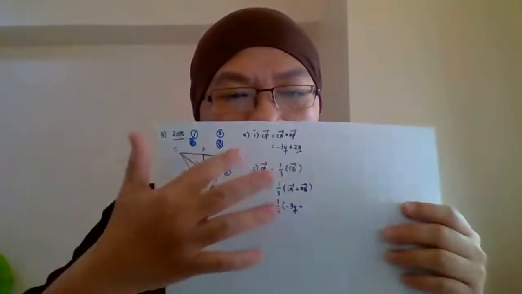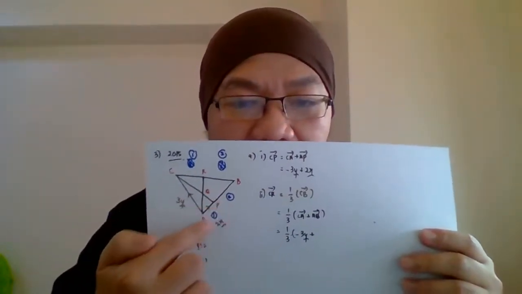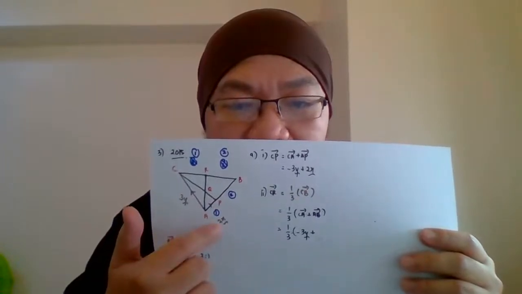CB actually equals to CA tambah AB. And CA is the opposite direction of AC, so negative 3y tambah AB. Masalah kita, the problem is we don't have the value of AB here. Kita tak ada AB value, but we only have A to P. The vector AP equals to 2x.